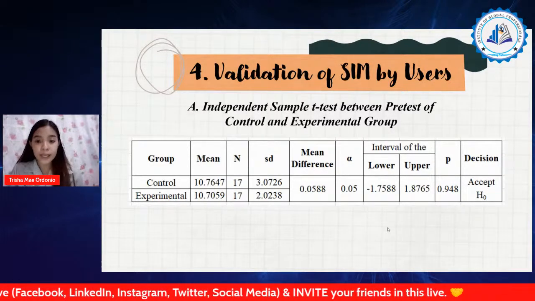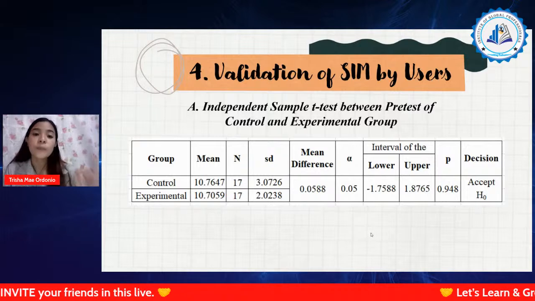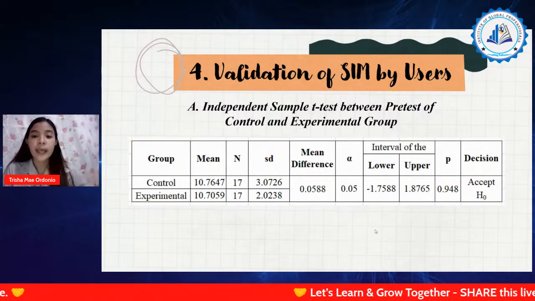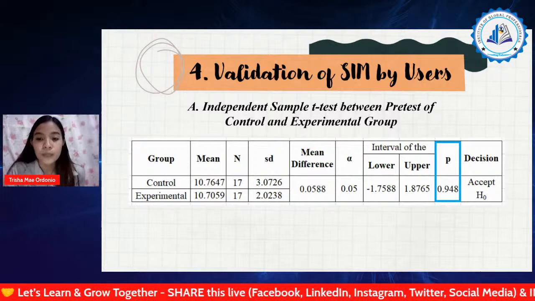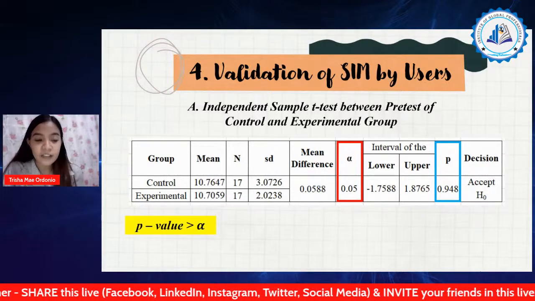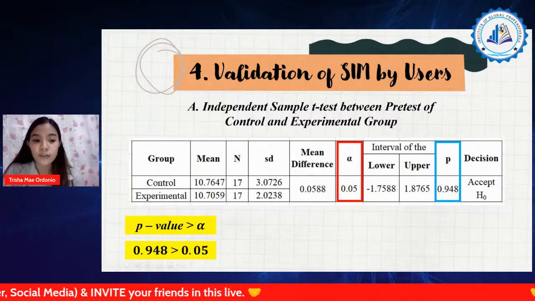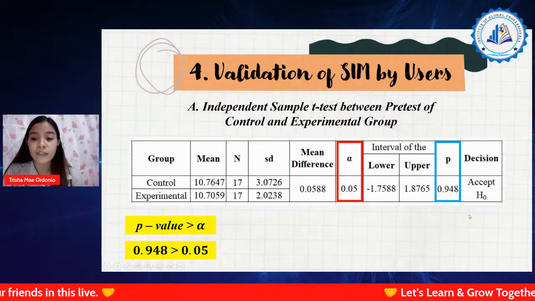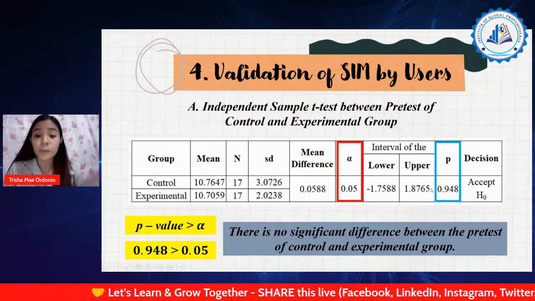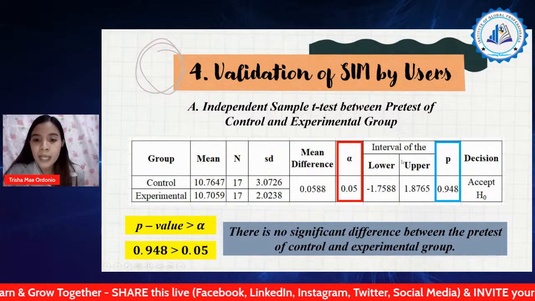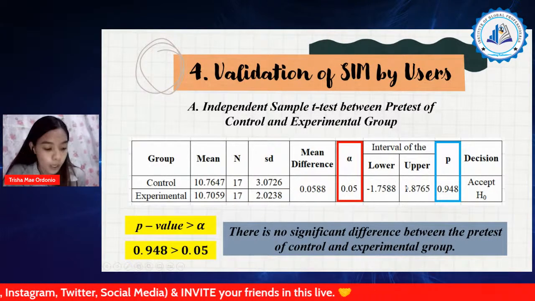We have different ways of interpreting the results. We can use the t-statistic and critical value, or use the p-value, and we can use the confidence interval. Here, I use the p-value. If the p-value is greater than the alpha, therefore we need to accept the null hypothesis. As we can see here, 0.948 is greater than 0.05. Therefore, there is no significant difference between the pretest of the control and experimental group. Now, in addition, look here at the confidence interval for the lower and the upper.